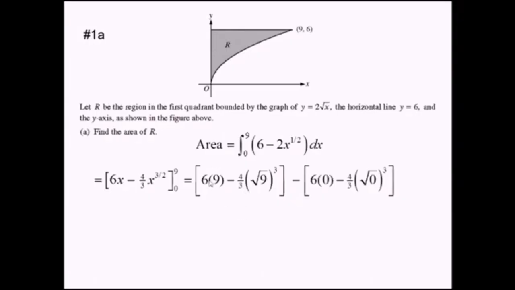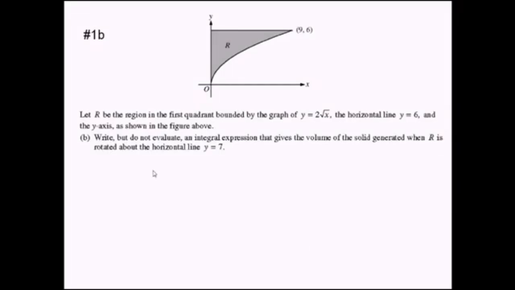We've got 54. And then, square root of 9 is 3, cubed is 27, 4/3 times 27, well, 27 divided by 3 is 9, times 4 is 36. So this is 54 minus 36, which is 18.